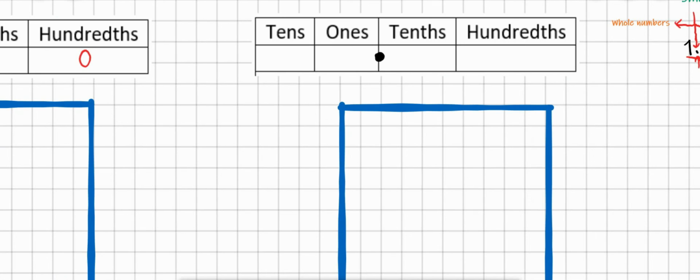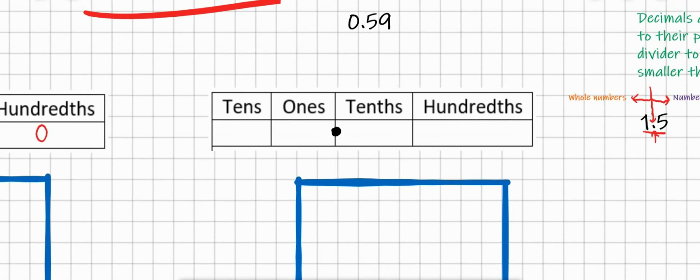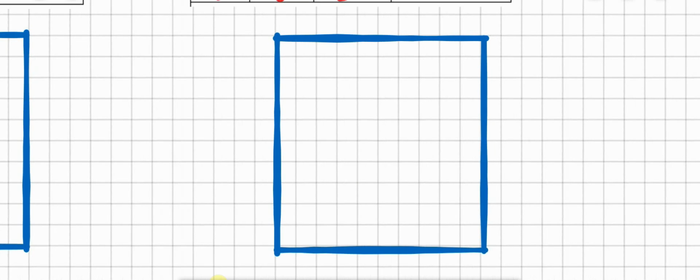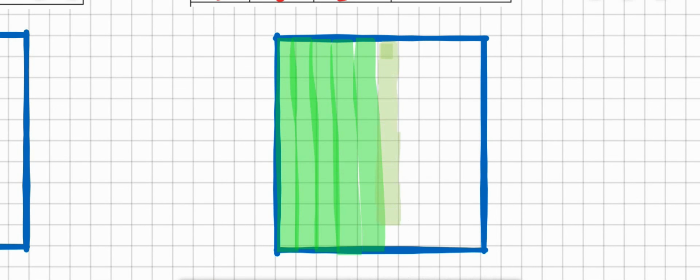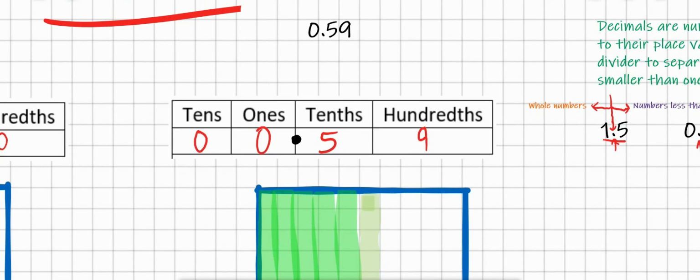Now let's move on to our final example. You might notice here that there's no number on the whole number side, or the left hand side of the decimal point. And that's okay, because sometimes we can have numbers less than 1. So we can write that out. There's 0 tens, 0 ones, 5 tenths, and 9 hundredths. So all we have to do is color in 5 tenths, which is 5 of these bars made up of 10 tiny squares, and 9 hundredths. So that is 5 tenths and 9 hundredths.